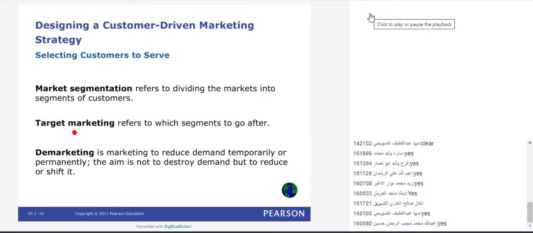What? Reducing demand? How is that? Is that marketing? Yes. Sometimes we are encouraging people to reduce demand. Can you give me examples? We are encouraging people to reduce their demand or shift their demand. How is that? Can you think of one product?